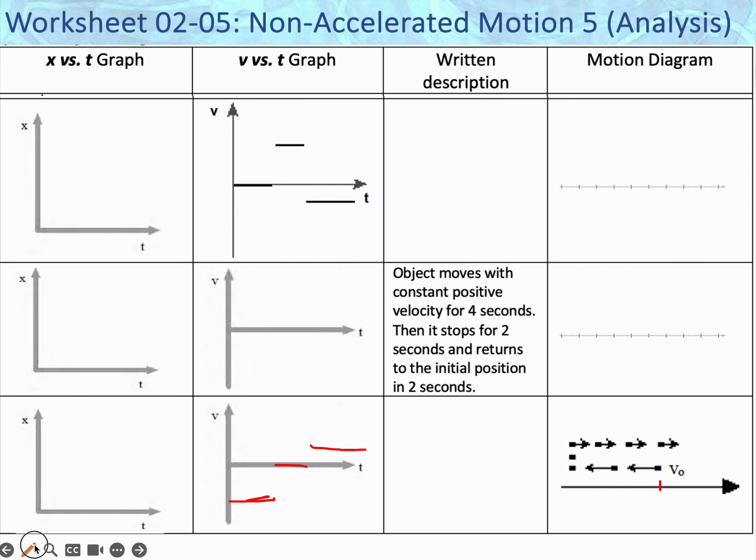What would our position versus time graph look like for this one? It would start out away. I assume that the origin is somewhere over in here. It would start out away from the origin, move backwards at a fairly rapid rate, constant slope, then stop for a while, and then move away from the origin at a slower rate. That's our positive slow velocity, something like that. And the word description is what I mentioned.